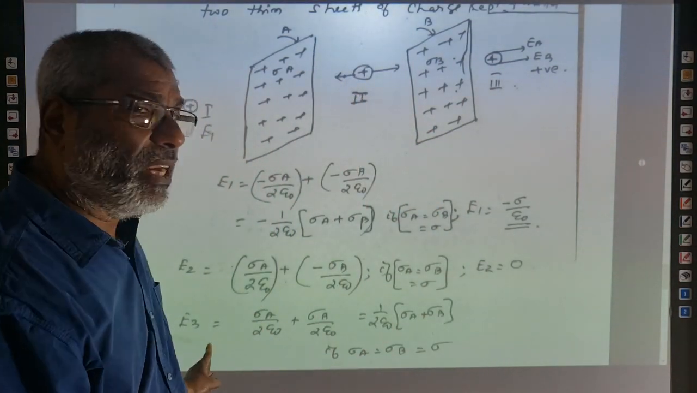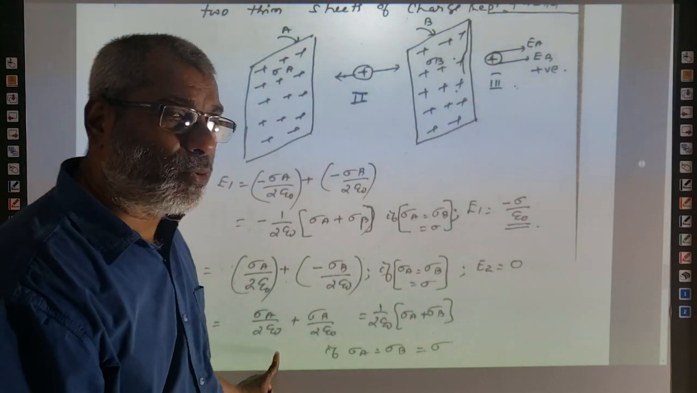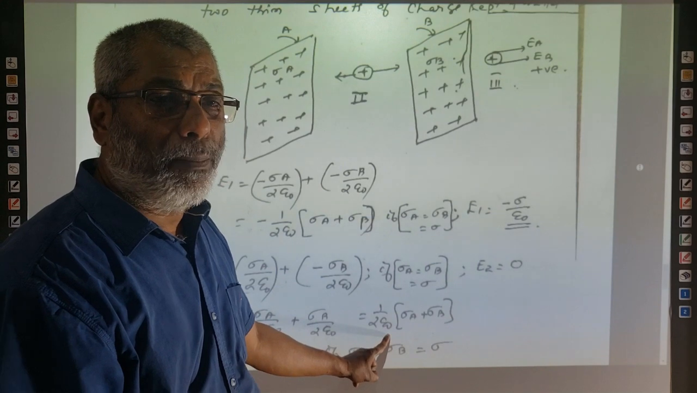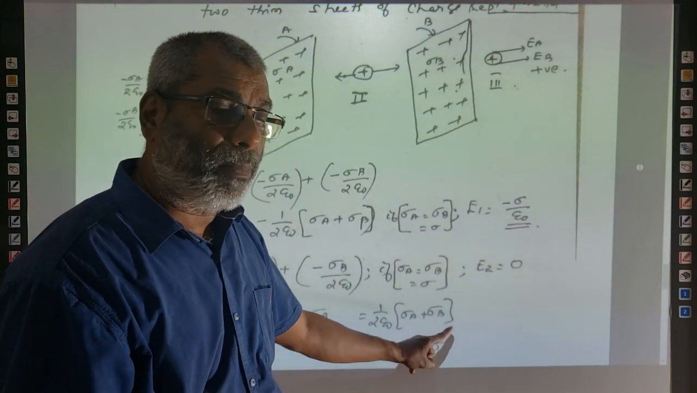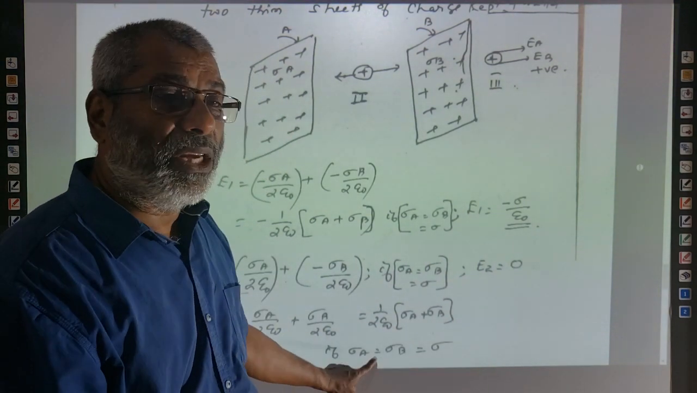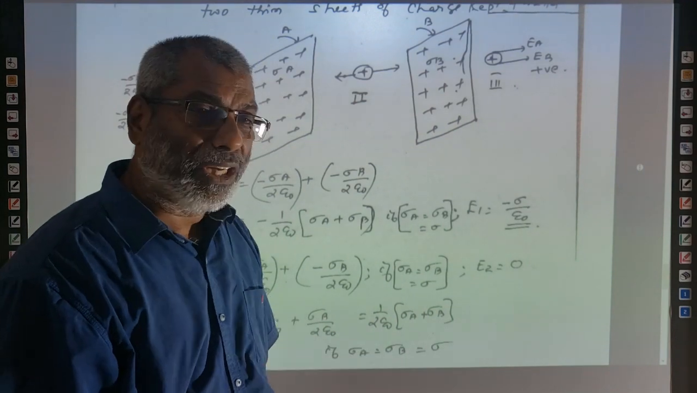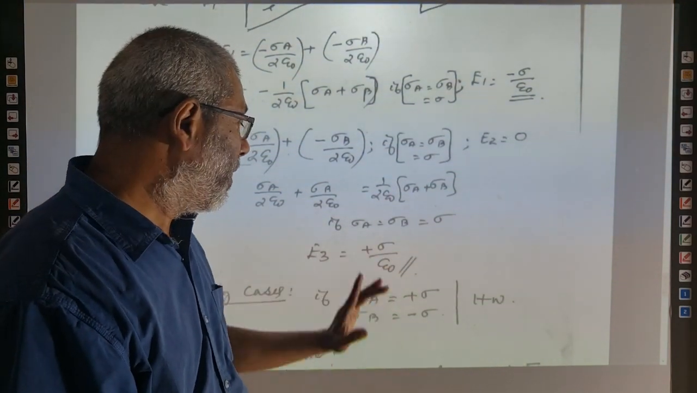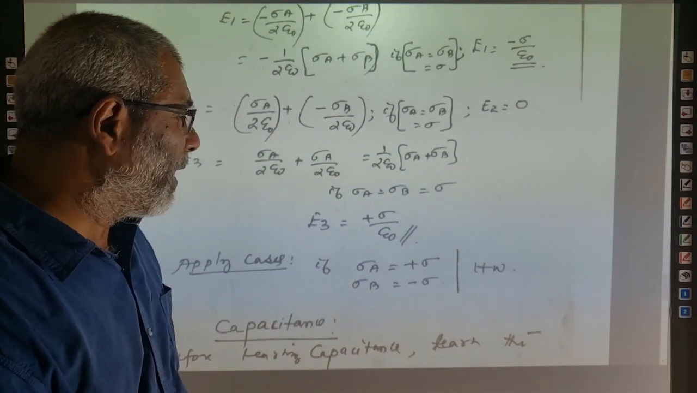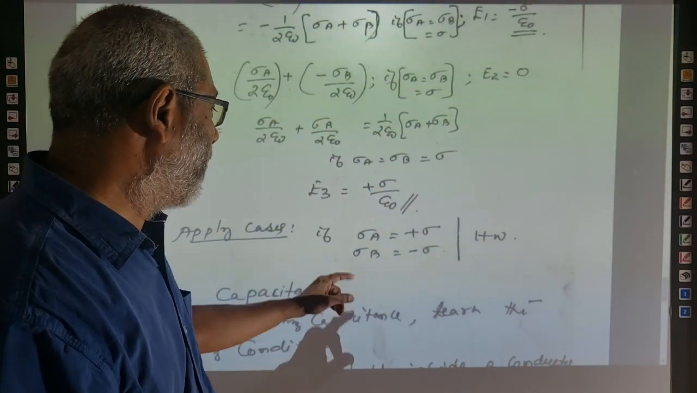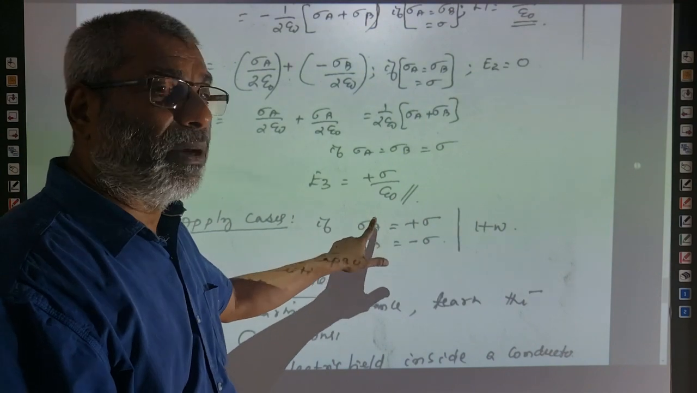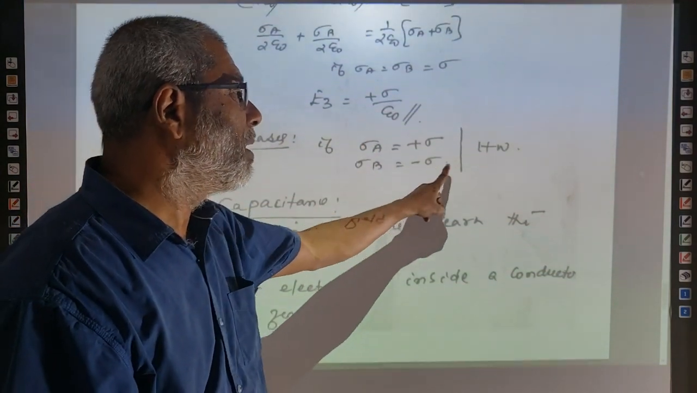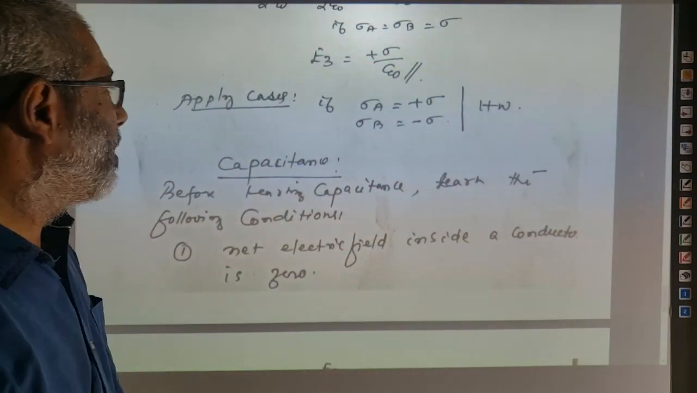In all, E3 is equal to sigma A by 2 epsilon 0 plus sigma B by 2 epsilon 0, which is equal to 1 by 2 epsilon 0 into (sigma A plus sigma B). If sigma A is equal to sigma B is equal to sigma, then E3 is equal to plus sigma by epsilon 0. Apply the cases by yourself, keeping this point in mind. If sigma A is equal to plus sigma and sigma B is equal to minus sigma, this is homework for you.